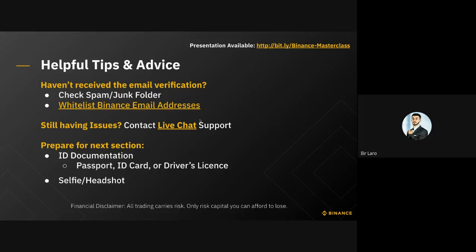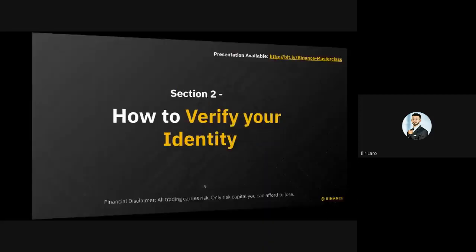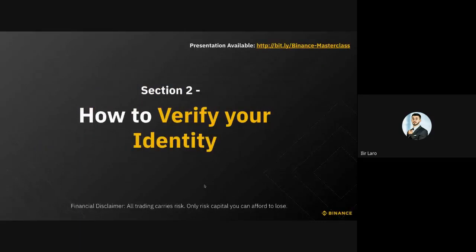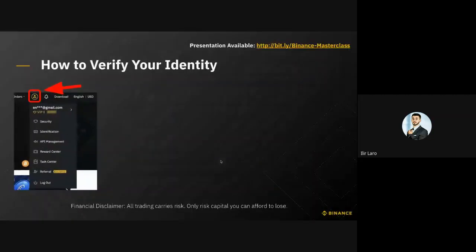So let's move on to the next section. In this next section, you actually need to prepare. You need ID documentation. This could be a passport, an ID card, or driver's license, and a photo of a selfie/headshot. The reason why is because we are moving into verification, so how to actually verify your identity on Binance. It's really simple to verify your identity.